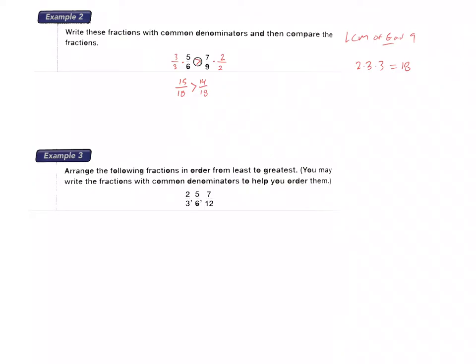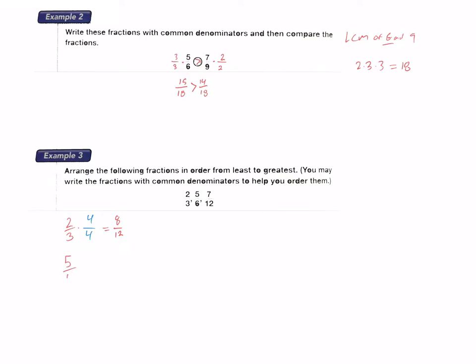Example 3 says arrange the fractions in order from least to greatest, and it gives us a hint: you may write the fractions with a common denominator. So I'm noticing that 3, 6, and 12, the least common multiple of all three of those is actually 12. So I'm going to take that 2/3 and multiply it by something to get the denominator of 12, which is going to be 4 over 4. So this is going to equal 8 over 12.